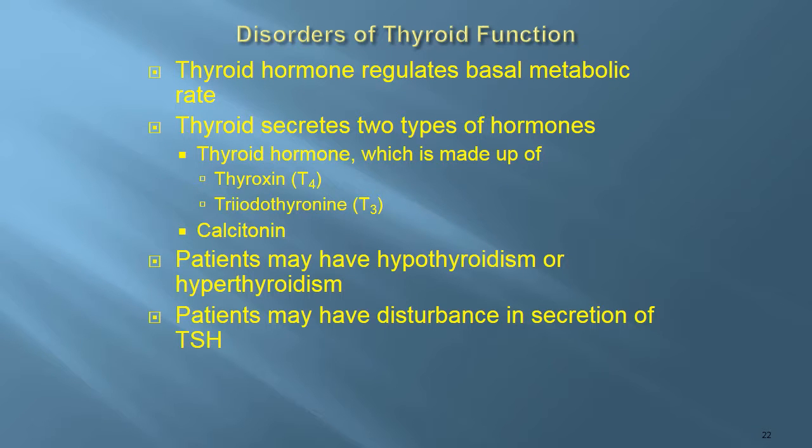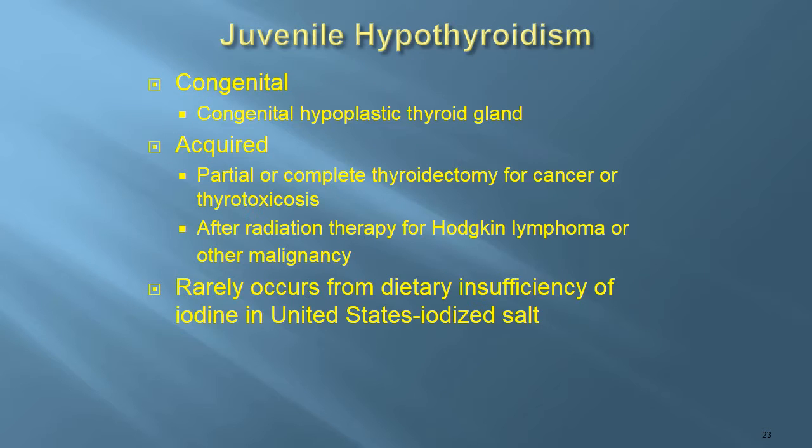Disorders of thyroid function. The thyroid hormone regulates basal metabolic rate. The thyroid gland secretes two types of hormones: the thyroid hormone, which is made up of thyroxine, or T4, and triiodothyronine, which is T3. It also secretes calcitonin. Patients may have hypothyroidism or hyperthyroidism, and they may have disturbances in the secretion of thyroid stimulating hormone, or TSH.